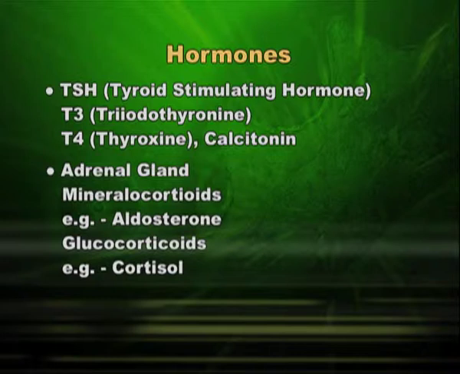Coming to the adrenal gland, you remember children, ACTH, the adrenocorticotropic hormone which was released from anterior pituitary, acted on the adrenal cortex and made the adrenal cortex release hormones in the form of mineralocorticoids and glucocorticoids. A good example of mineralocorticoid is aldosterone, which looks after sodium in your body, and a good example of glucocorticoid is cortisone, which looks after glucose metabolism in the body.